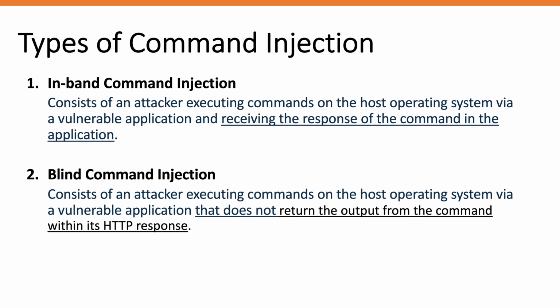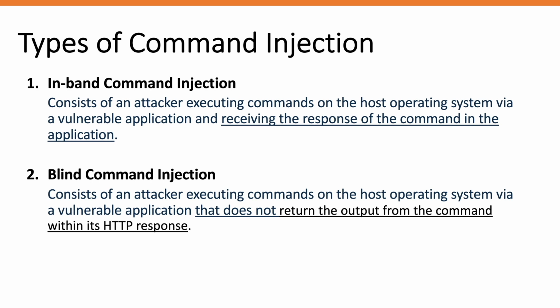Now let's discuss the different types of command injection vulnerabilities. At a high-level overview, there are two types of command injection. The first one is in-band command injection, and the second one is blind command injection. They both work almost exactly the same, with the exception being if the response is returned back to you in the application or not.